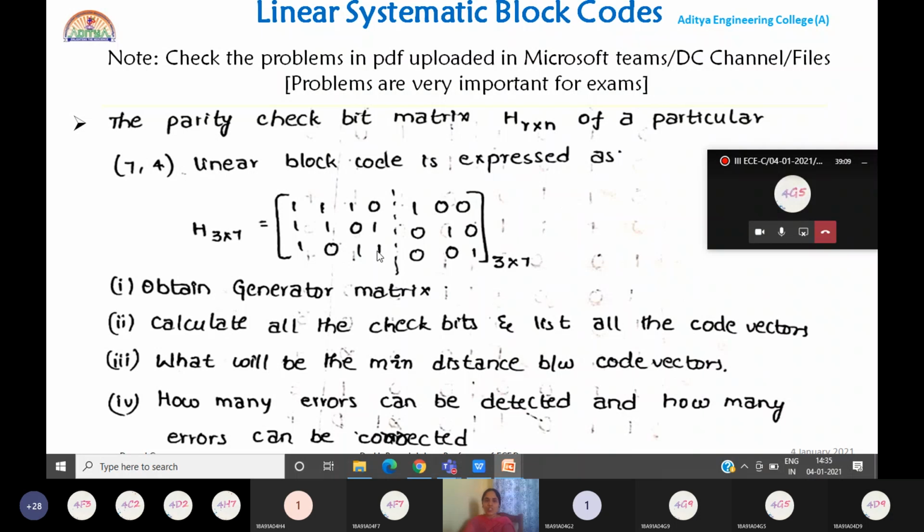So you are given P transpose. P transpose is of size R by K, because here you have 3 rows and 4 columns, that is 3 by 4. So here P transpose is of size 3 by 4. Then what will be the size of the P matrix?